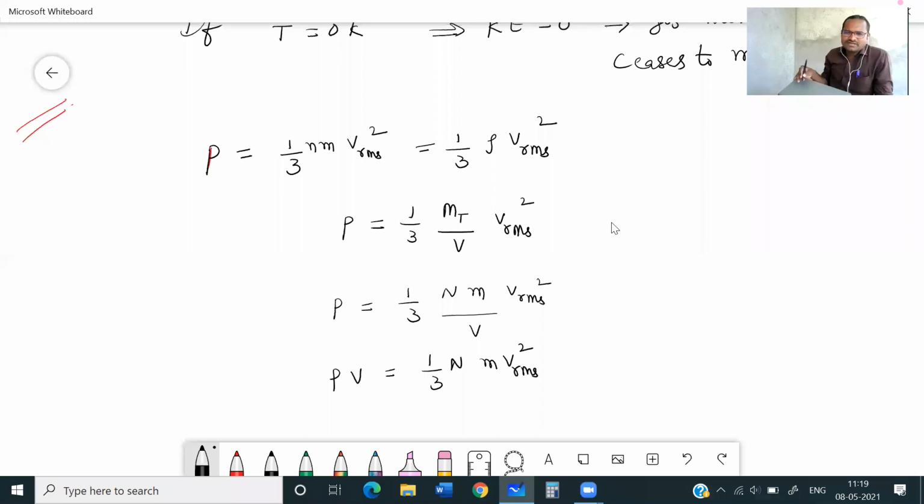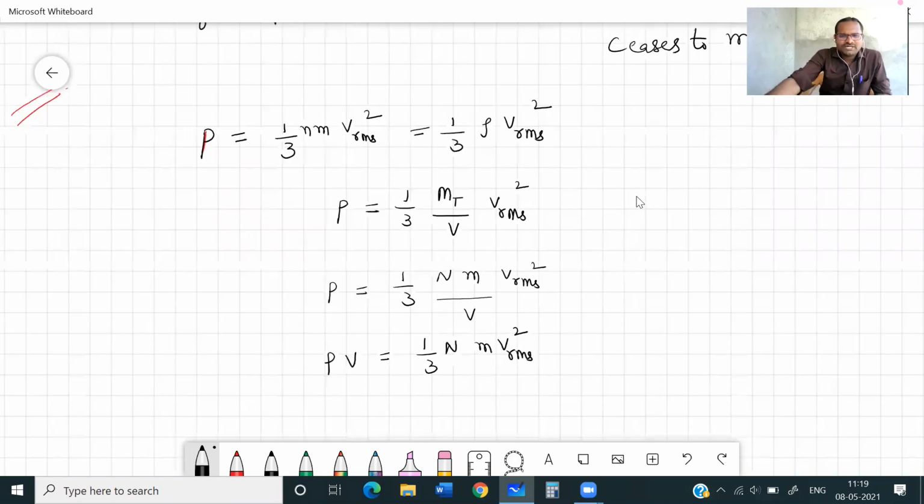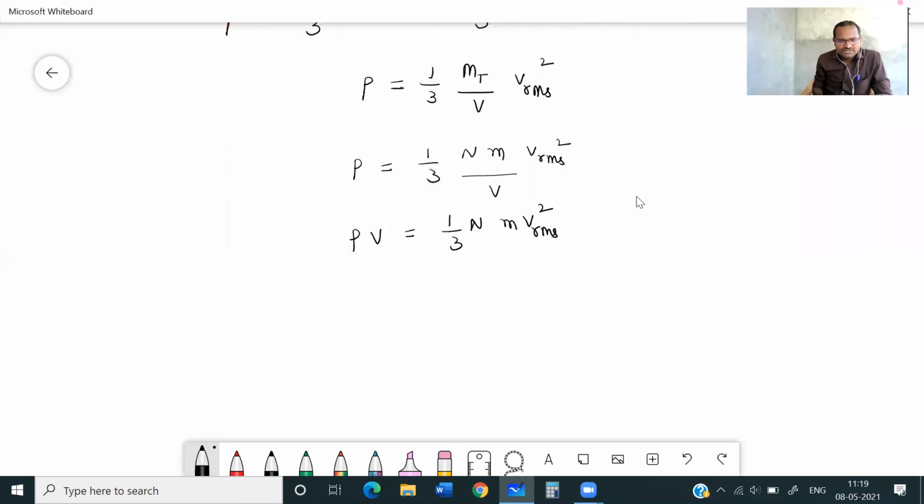Yes, this can be written as PV is equal to 1 by 3 N m VRMS square. Correct? Are you understanding what I am writing there? I am not doing anything new here. Everything whatever you know, that only I am writing. As we know, PV is equal to N, I am writing separately, 1 by 3 into 2 divided by 2 into m into VRMS square. Can we write like this? Yes, PV is equal to N into 2 by 3 into half small m VRMS square.